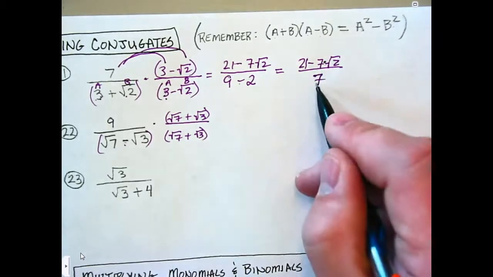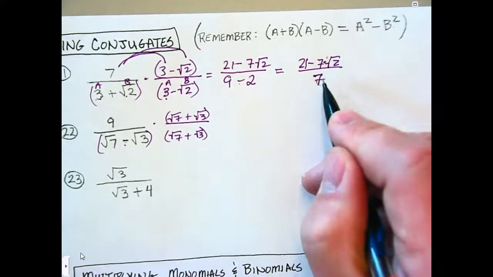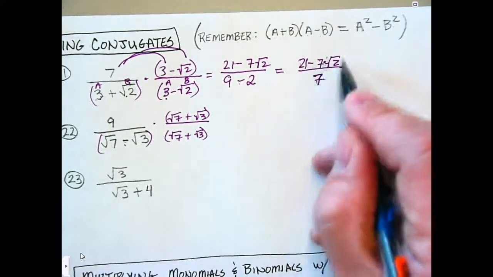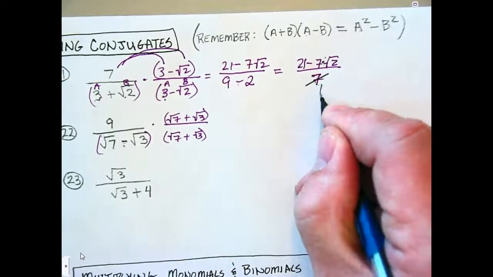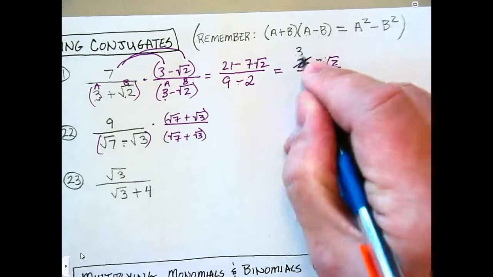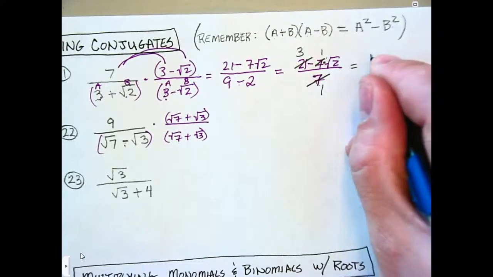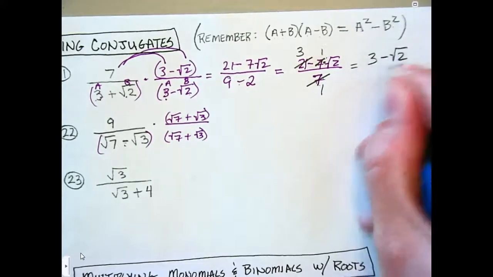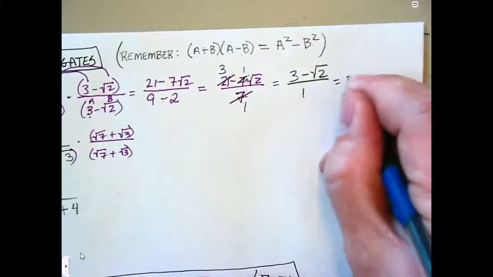Yeah, you can simplify it because 7 will go into both 21 and 7. If 7 only went into 21 and not this over here, then you couldn't simplify it. But since it does, you can. That would become 1. This would become 3, and this would become 1. So you get 3 minus root 2 all over 1, which is just 3 minus root 2.